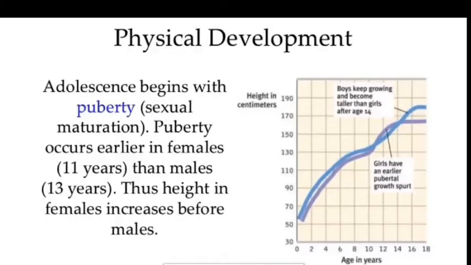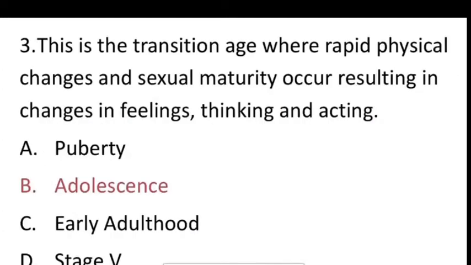So, puberty can vary. Ang puberty sa mga babae ay maaaring mag-start earlier than 11 years. Sa mga lalaki naman ay 13 years. Pero yung adolescence, that's the transition age. So, nasa age siya. Ang puberty naman is sexual maturation. So, going back to our question, the question says transition age. That's why your choice should be letter B, adolescence.